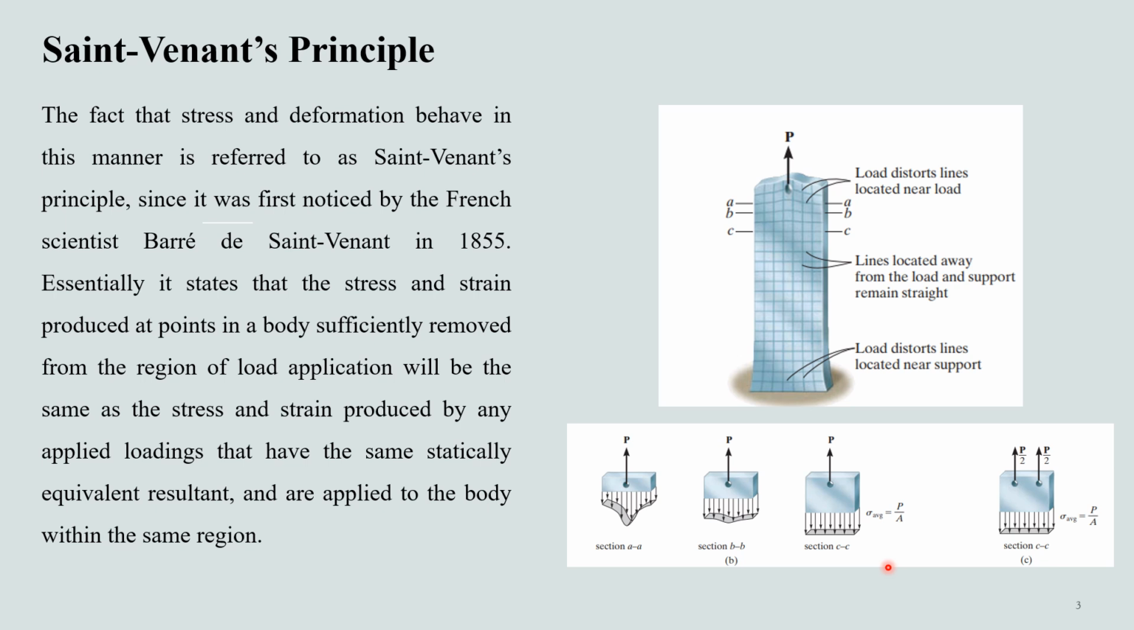The minimum distance from the bar's end where this occurs can be determined using a mathematical analysis based on the theory of elasticity. This distance, to section CC, can be determined using the mathematical theory of elasticity. It has been found that this distance should at least be equal to the largest dimension of the loaded cross section. For example, if this bar has a length of 18 inches and a width of 12 inches, then section CC will be located at a distance of at least 18 inches from the point of application of the load.